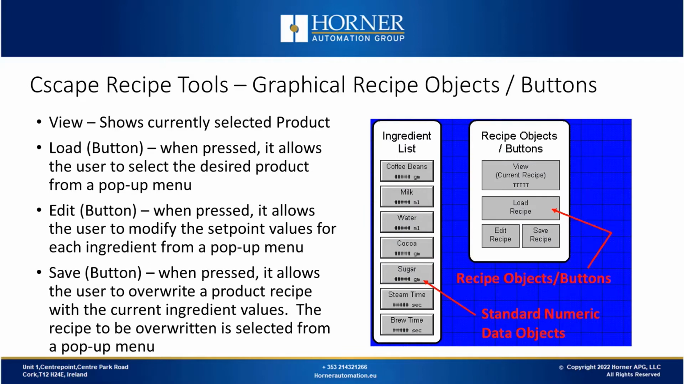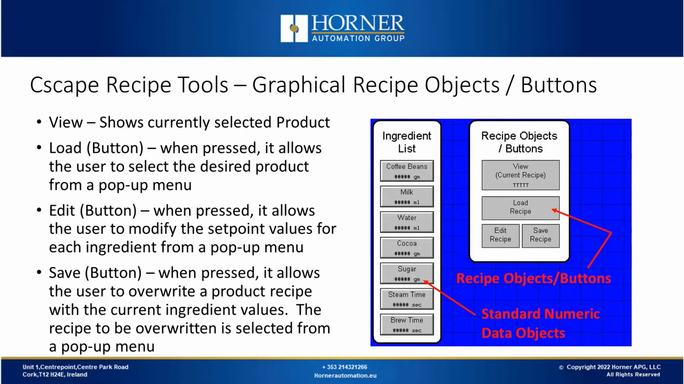Next, we'll look at another tool, which is the Cscape graphical recipe object. This recipe object can be configured for 4 different functions. The first function you can use is the view indicator. That allows you to indicate on the screen what the current selected product recipe is. The other 3 functions you can use are all buttons. The first is a load button. When pressed, it allows the operator to select the product recipe that's to be loaded from a pop-up window that appears with a list of all the different product recipes available. And then one of those can be selected by the user. Then, those ingredient settings are all loaded into the process variables that are being managed by the recipe function.